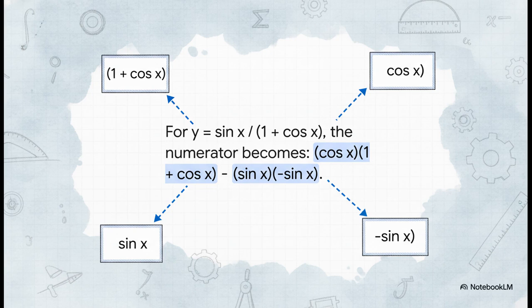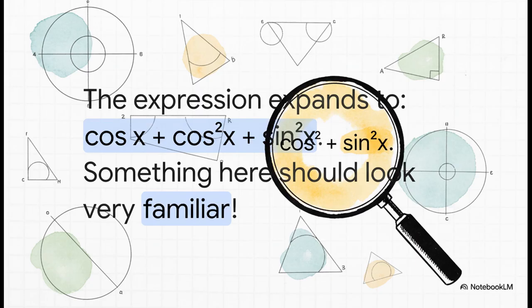Okay, so applying the rule, our low is 1 plus cos x, and our high is sine x. So low d high is 1 plus cos x times cos x, and high d low is sine x times negative sine x. We put it together, and yeah, I know, that numerator looks like a handful, but just watch what happens next. When we expand that numerator out, we get cos x plus cos squared x plus sine squared x. Now, stop. Take a good look at that. Does anything there look familiar? Something that's just begging to be simplified? It's that cos squared x plus sine squared x part, isn't it?